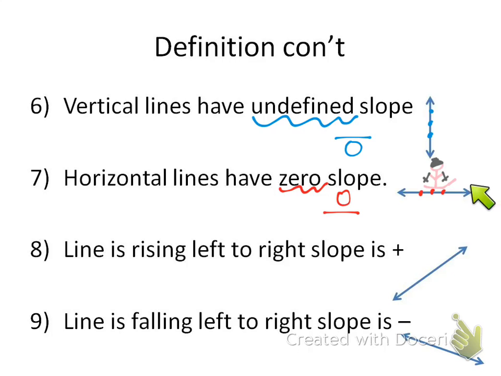You are on a horizontal line. How fast would you be going? If you didn't push yourself, how fast are you going? 0. Okay? You are going 0 miles per hour. The slope is also 0. So think of yourself skiing if you're stuck. Now, we'll look at the other one.